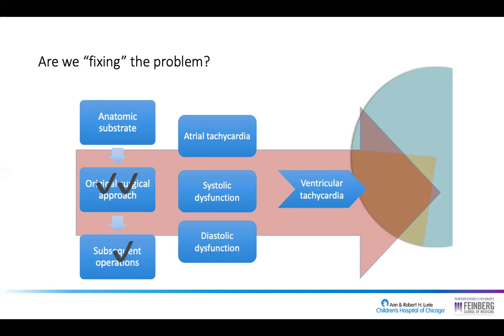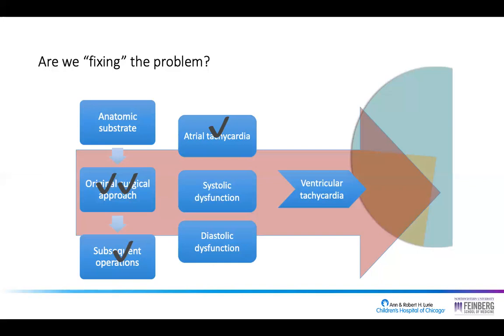We are getting better at subsequent operations. In some cases, we're eliminating the need to have as many subsequent operations. But as those operations have gotten more complicated and people have lived longer, we end up in a situation where we need to take more operations into account. And every one of those increases the burden of potential scar that may eventually lead to anatomic substrate that becomes tachycardia.